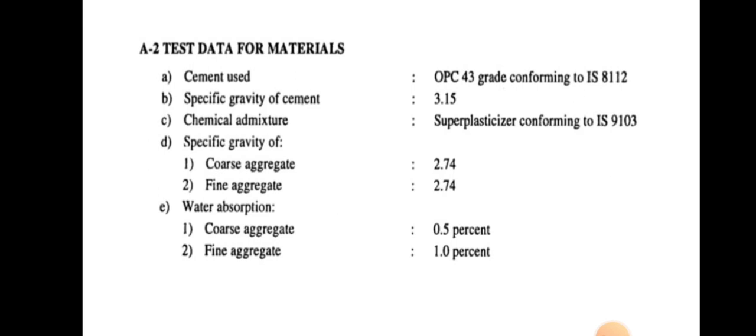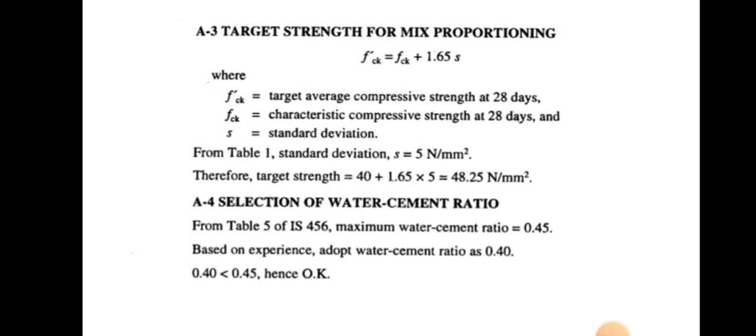Test data for materials. Cement used OPC 43 grade. Specific gravity of cement 3.15. Chemical admixture superplasticizer. Coarse aggregate specific gravity is 2.74. Fine aggregate 2.74. Water absorption: coarse aggregate 0.5%, fine aggregate 1%.